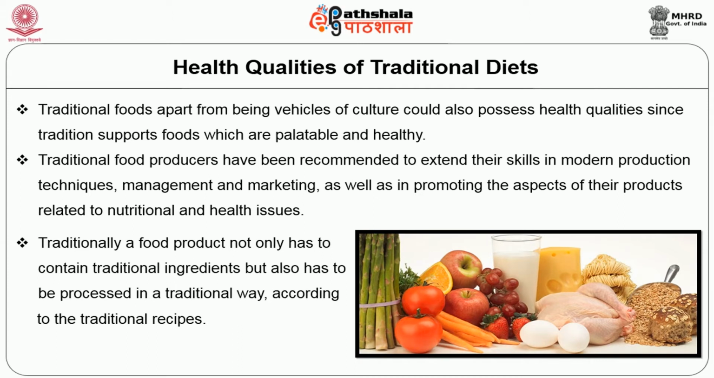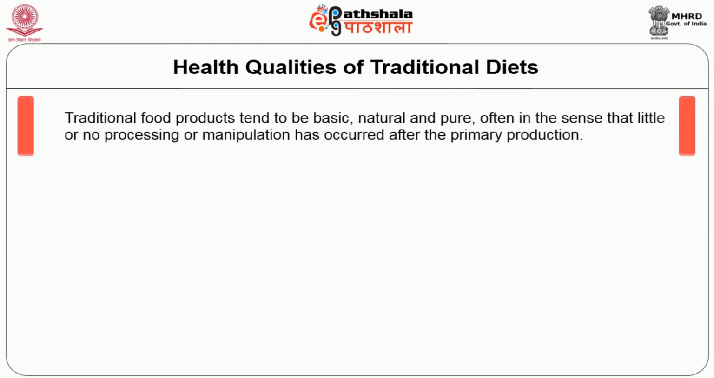Traditionally, a food product not only has to contain traditional ingredients but also has to be processed in a traditional way according to the traditional recipe requirements. Traditional food products tend to be basic, natural and pure, in the sense that little or no processing or manipulation has occurred after the process of production too.